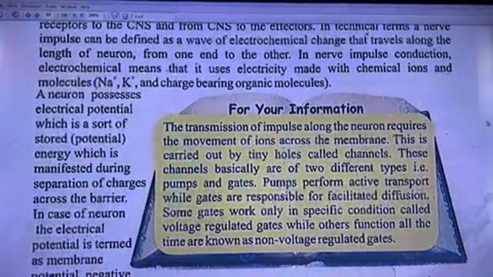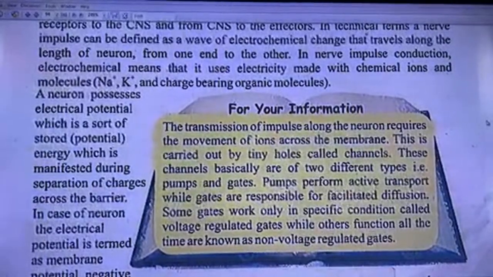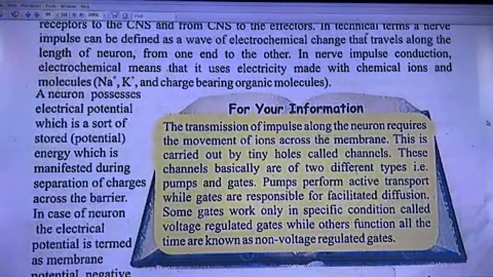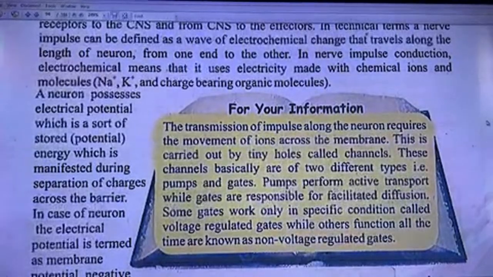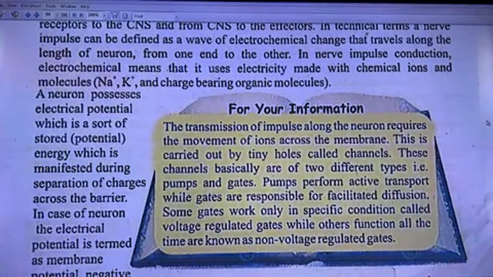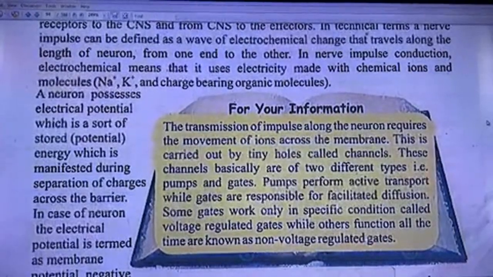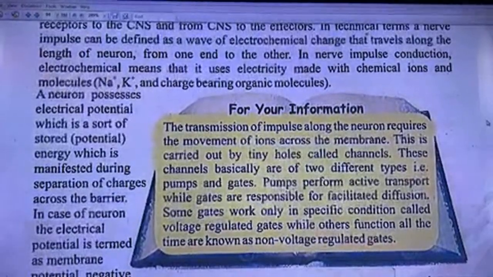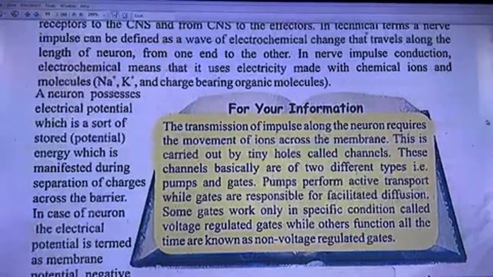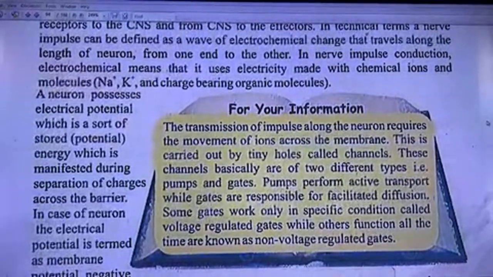A neuron possesses electrical potential, which is a sort of stored potential energy manifested during the separation of charges across a barrier. In the case of a neuron, the electrochemical potential is termed the membrane potential. For your information, the transmission of an impulse along the neuron requires the movement of ions across the membrane. This is carried out by tiny holes called channels. These channels are basically of two different types, for example, pumps and gates. Pumps perform active transport while gates are responsible for facilitated diffusion.